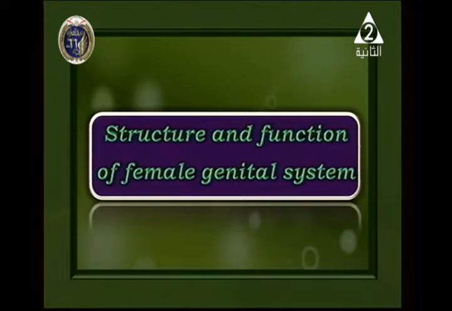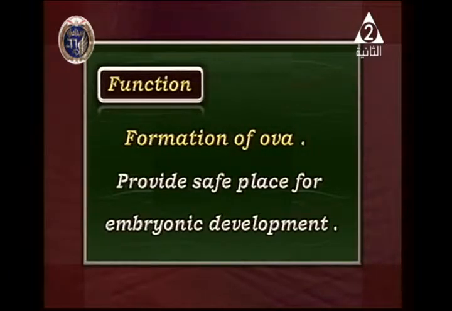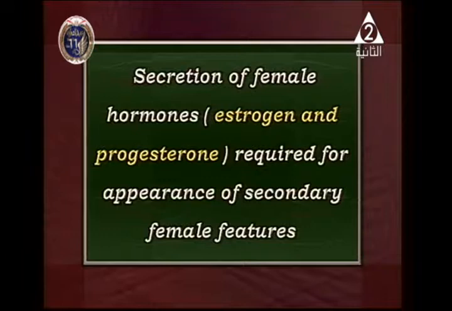After that, we need to know the structure and function of the female genital system. We studied last time the structure of the male. Right now we're going to start the female genital system. Its function: formation of ova, and provides a safe place for embryonic development, for keeping the fetus or embryo in a safe place for its growing. And also secretion of the female hormones like estrogen and progesterone.